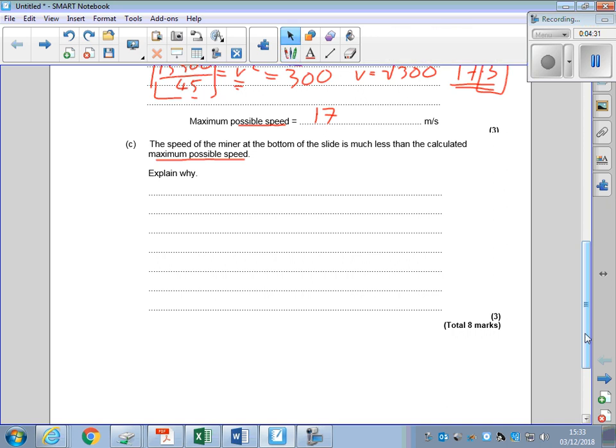It's explaining that there is energy transfer from that gravitational potential energy and that kinetic energy that is going on to affect other things, not just the miner picking up speed.